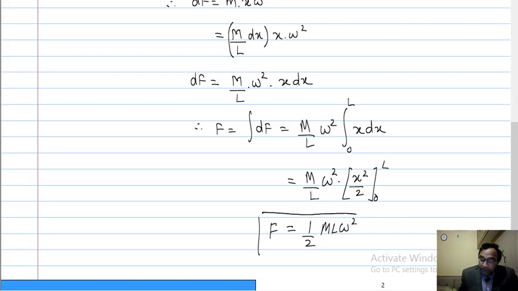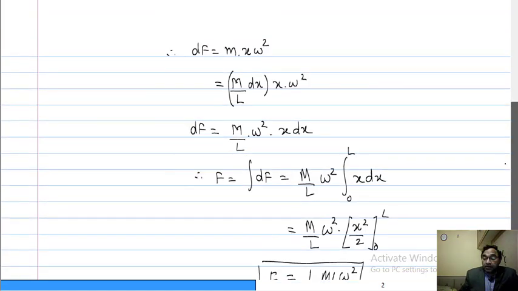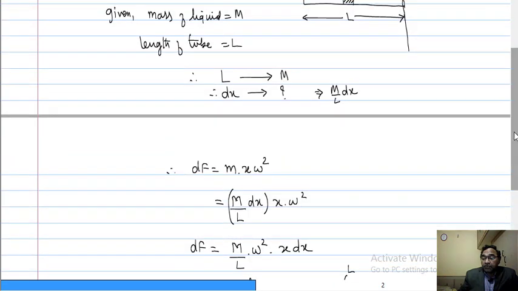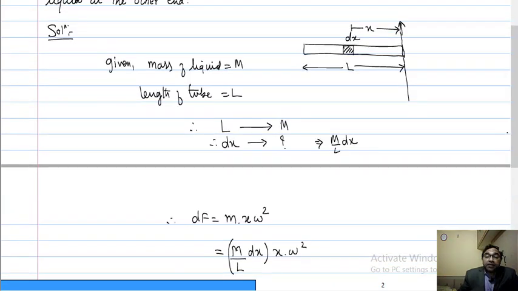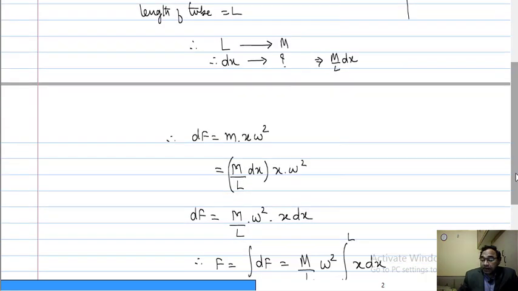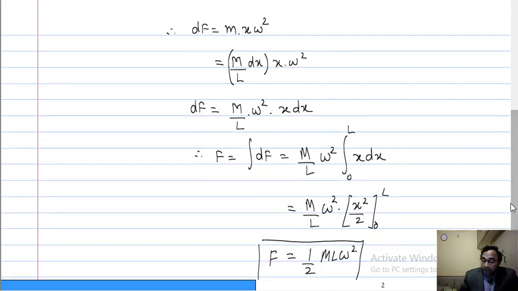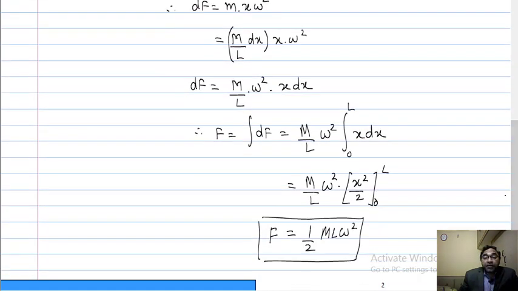Now, what is so important about this? The most important fact is you will feel it is centripetal force, so we can take it as m r omega square. Here r is the length of the tube, hence we can take it as m L omega square. But you see, if we properly analyze the situation, we are getting half of m L omega square.